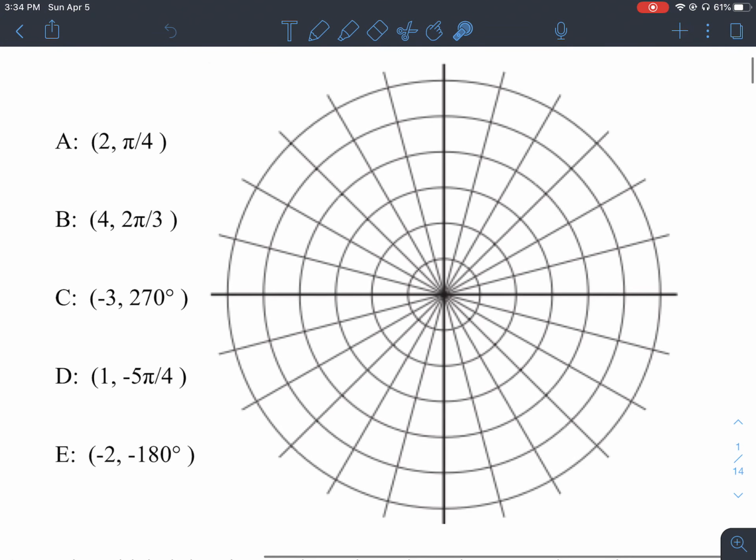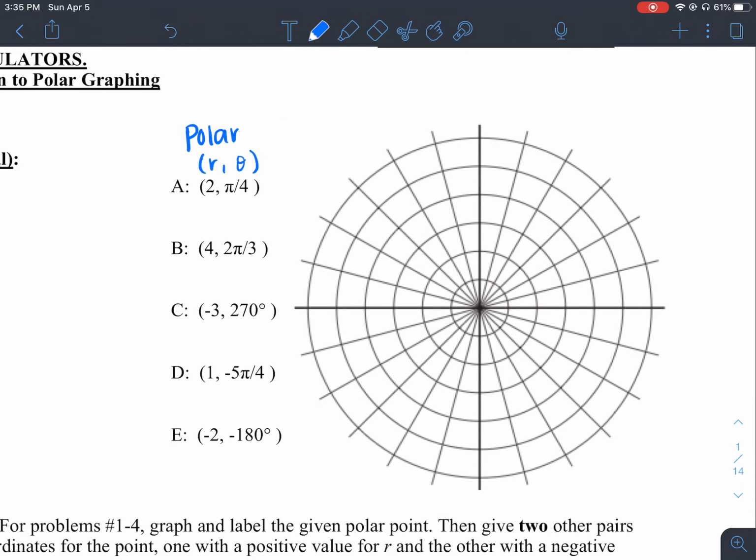What we're going to do is start by graphing these 5 points. All right, and when we graph these, they are all in polar, which means they all go r comma theta. But when we graph this, what you want to do is find theta first, and then move out that radius value. That's going to be a lot easier for you than trying to do the radius and then find your theta. Find your theta first and then the r value.